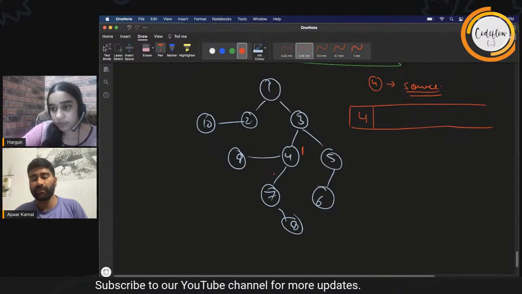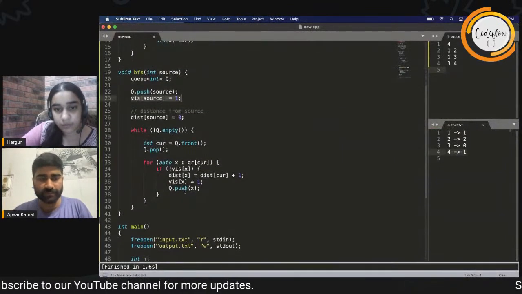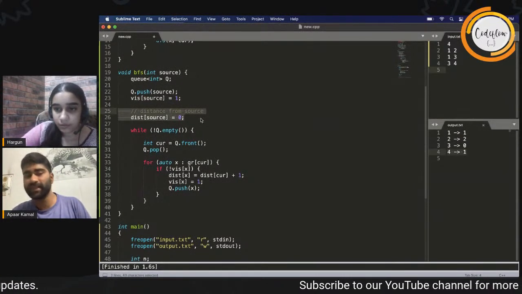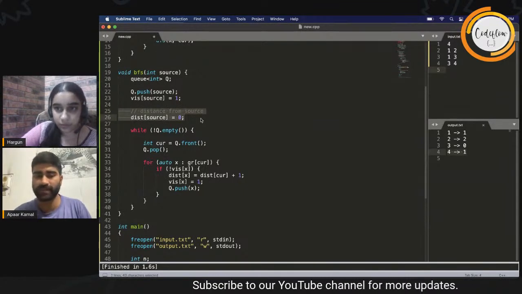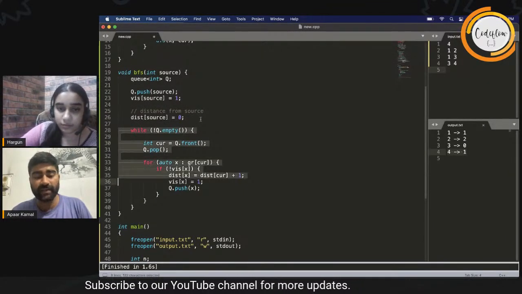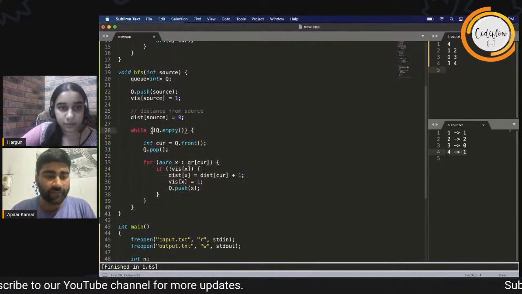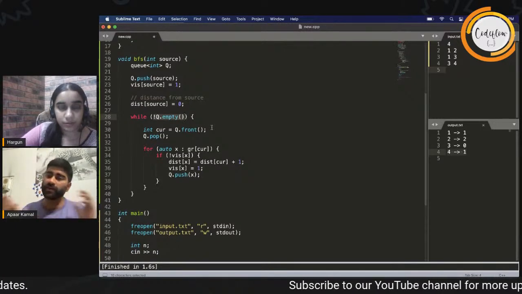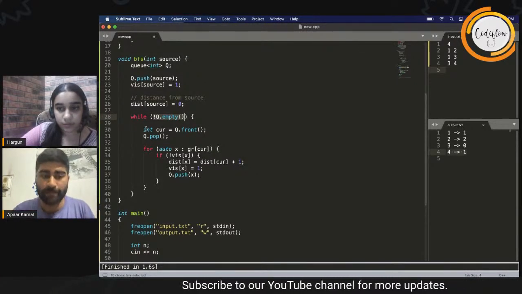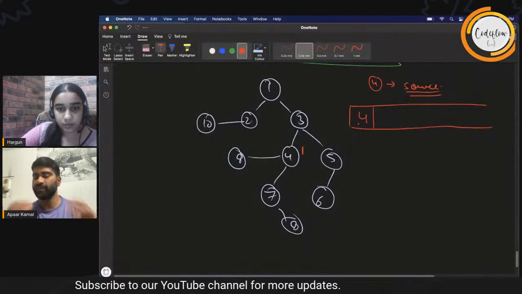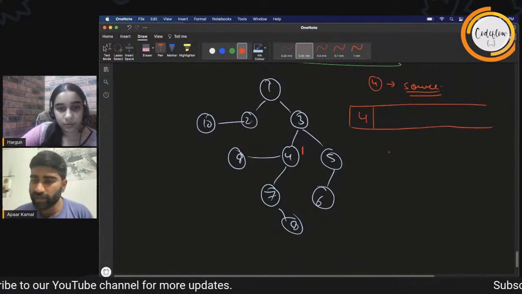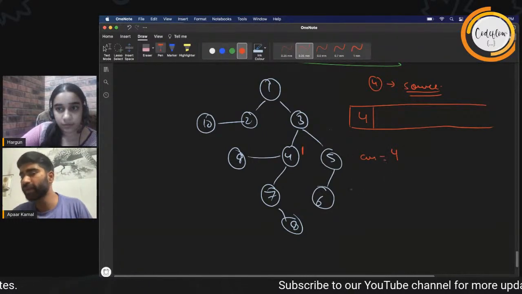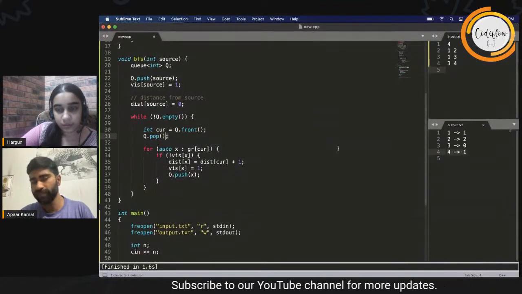Now guys, in the next step, what happens? Right now let's ignore the distance part, because once the BFS is clear, this will automatically become clear. Cool. So let's say while not q dot empty, that means until and unless q is not completely empty, what I'm doing is I am picking up the front node. So right now the front node is 4. So I am picking up the node 4, that is current is equal to 4 right now, and I'm popping it from the queue.